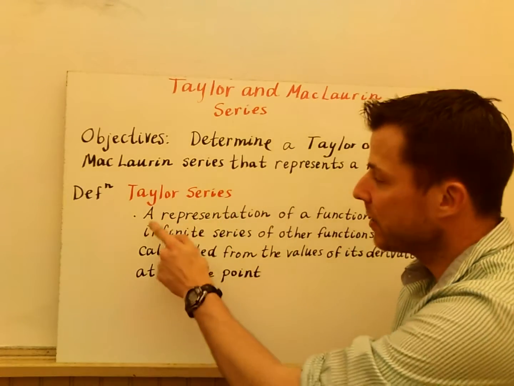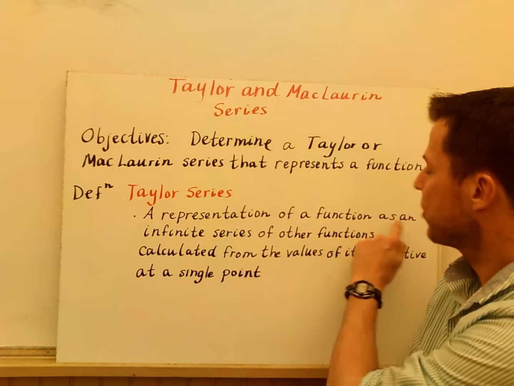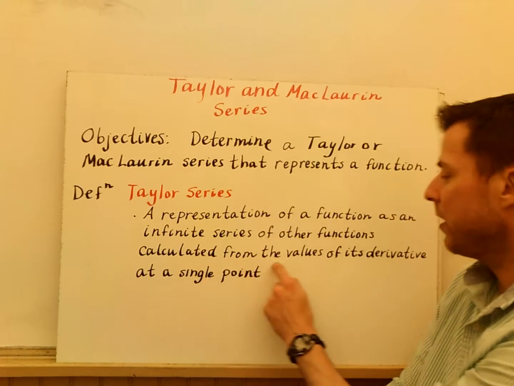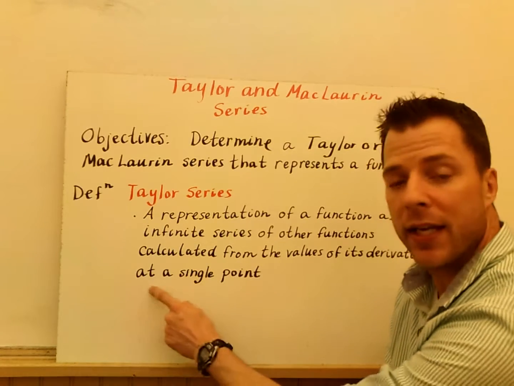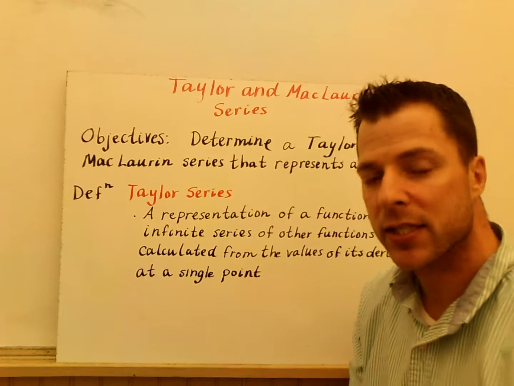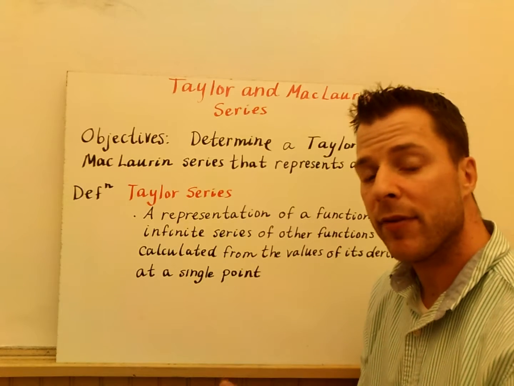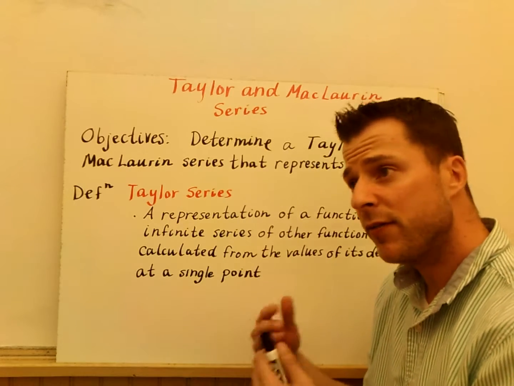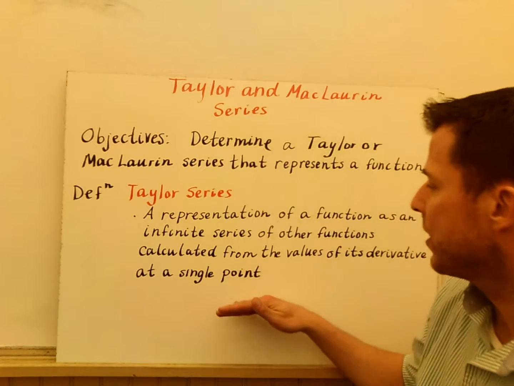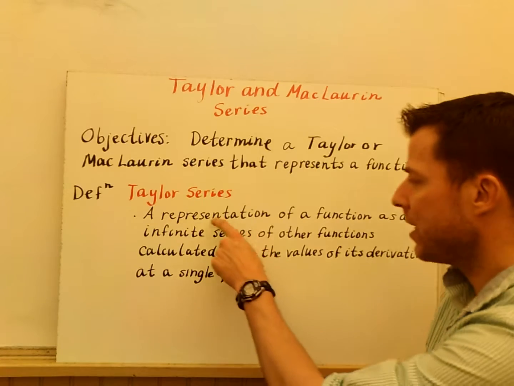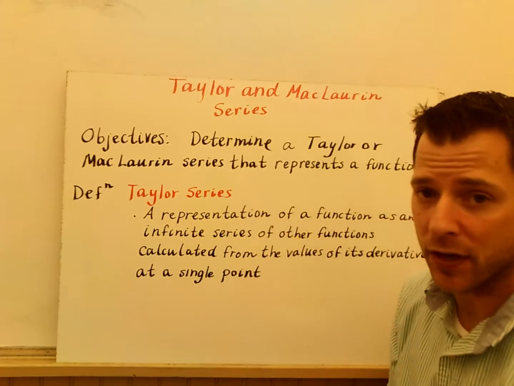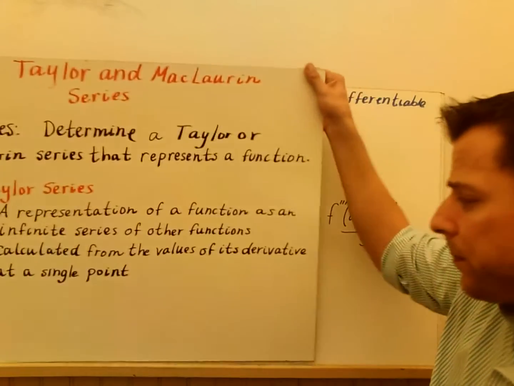A Taylor series is defined as a representation of a function as an infinite series of other functions calculated from the values of its derivative at a single point. So it's basically representing some function as a sum of an infinite number of other functions. We're going to look at several examples of this, but the key is that we're representing a function as an infinite series of other functions.